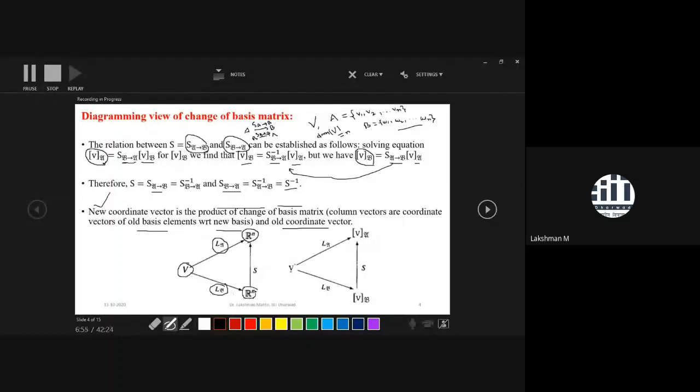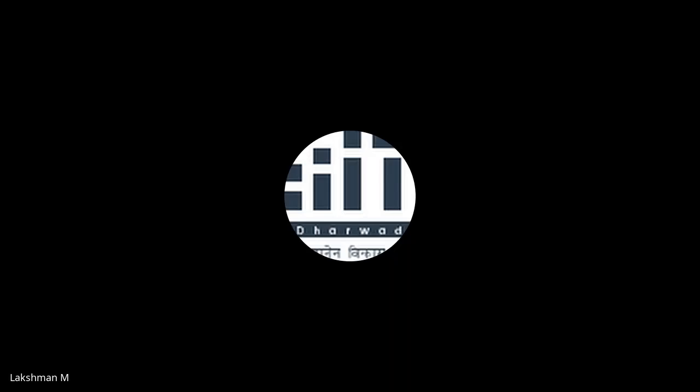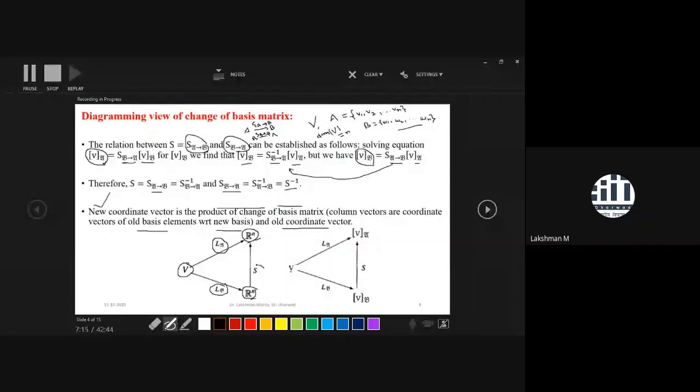Now, once you are in Rn, these are the coordinate spaces. This Rn is the coordinate space with respect to basis A, and this Rn is the coordinate space with respect to basis B. Then what is the relation between these coordinates? You can find the relation by multiplying by S, the change of basis matrix. If you are going from B to A, the new coordinate would be S times the old coordinate. So that is the relation.